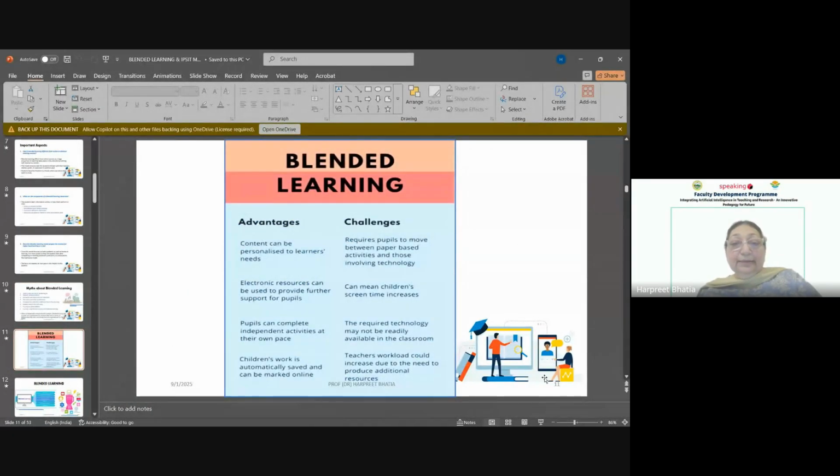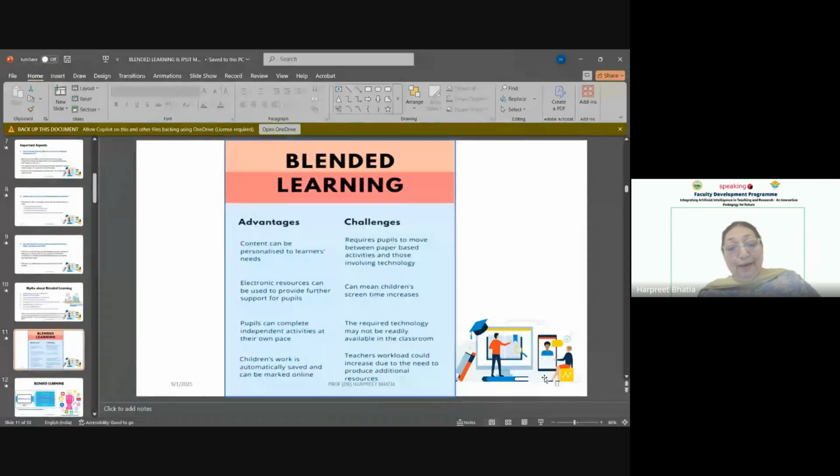So the advantages of blended learning can be that the content is personalized naturally to the learner's needs. Electronic resources can be used to provide supportive information to what they are getting from other sources like books. Then the students can do independent activities at their own pace, whenever they feel up to it. We say sky is the limit, but the sky is at different levels for different students. We need to remember that.